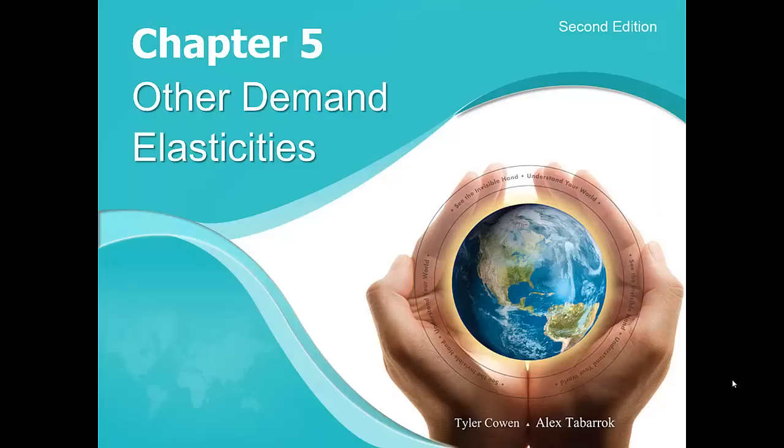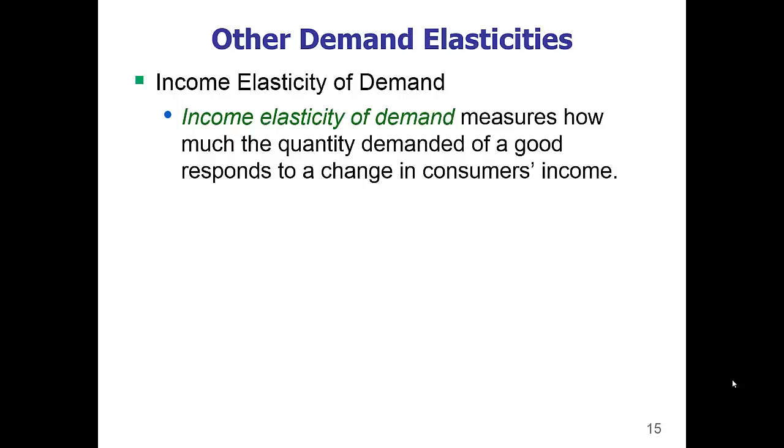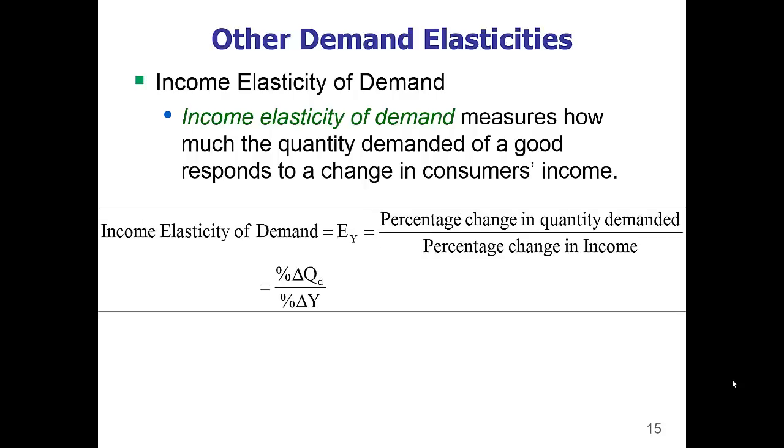Now let's consider some other demand elasticities. First one is the income elasticity of demand. The income elasticity of demand measures how much the quantity demanded of a good responds to a change in consumers' income. So here, the value in the denominator, we're looking to see how that value in the denominator, the percentage change in income, affects the value in the numerator, the percentage change in the quantity demanded.